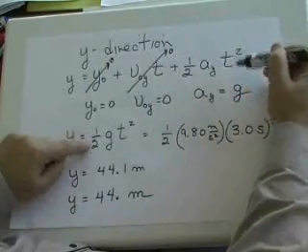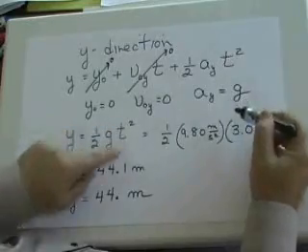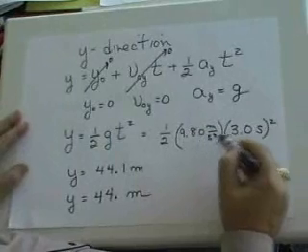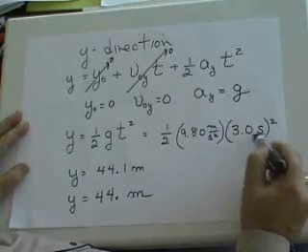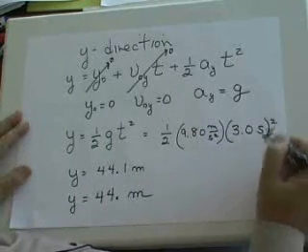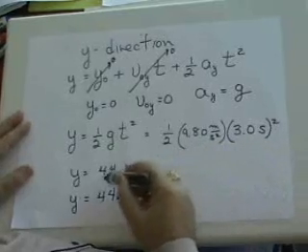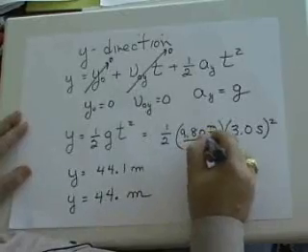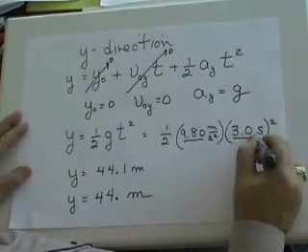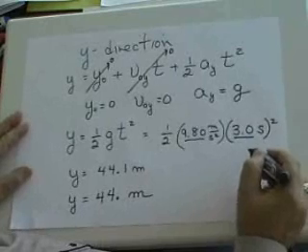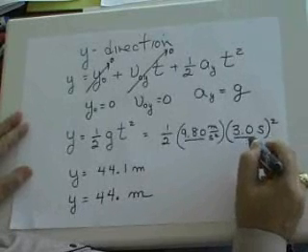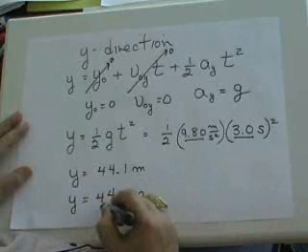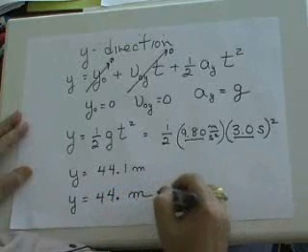y equals 1/2 g t squared, which is 1/2 times 9.80 times t, 3.0 seconds, which was given, squared. And that gives us 44.1 meters. However, we have 3 significant figures here, but we only have 2 here, and we use the smallest number of significant figures, so reducing it, y equals 44 meters.